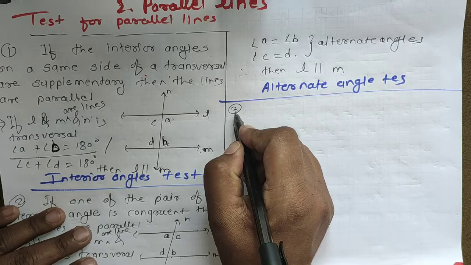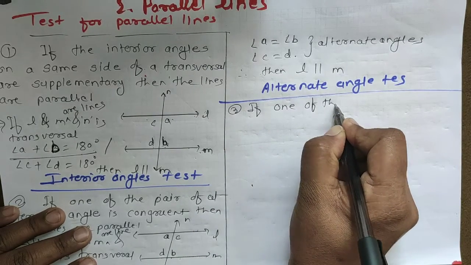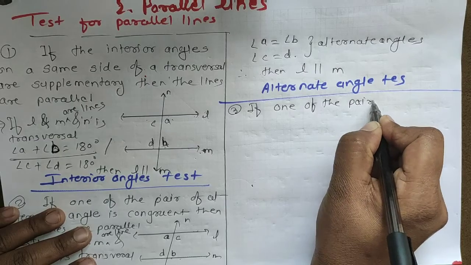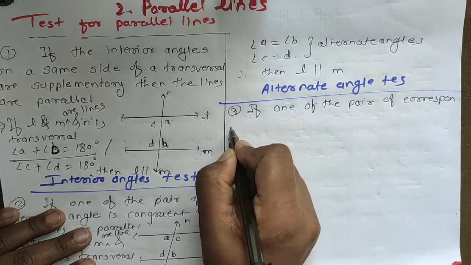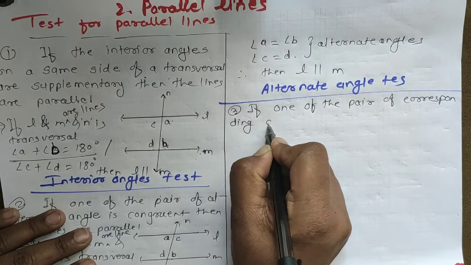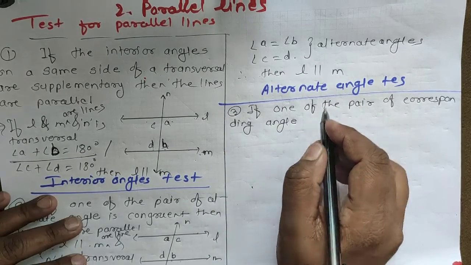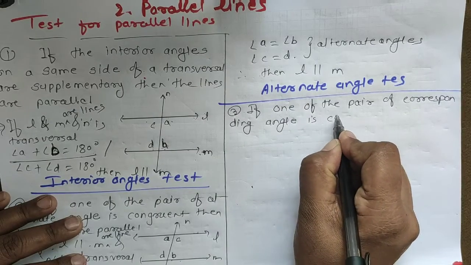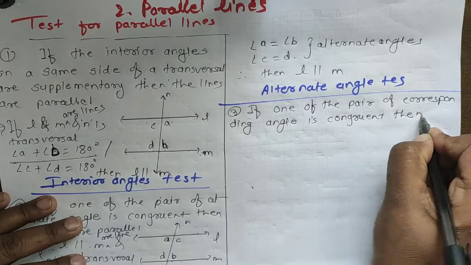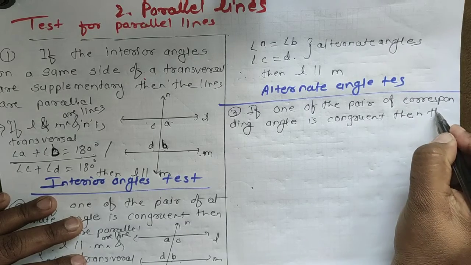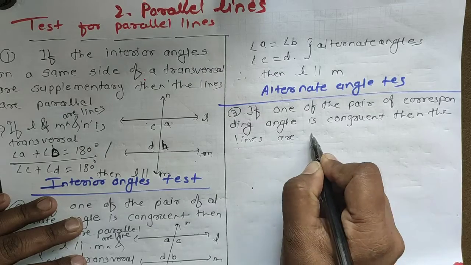That is, if one of the pair of corresponding angles is congruent, then the given lines are parallel. Then the lines are parallel.